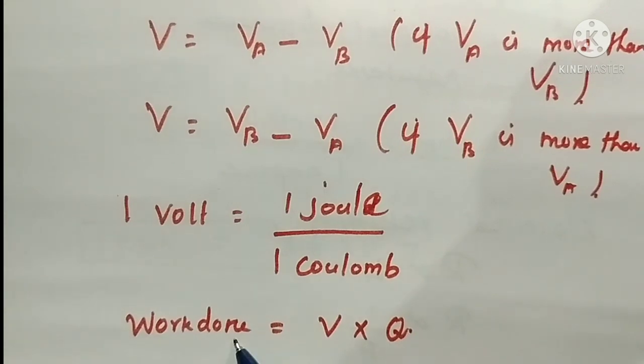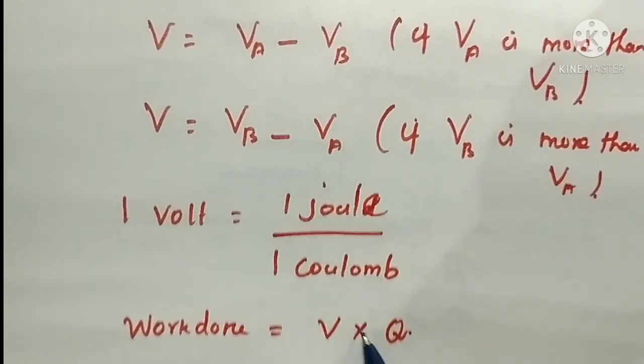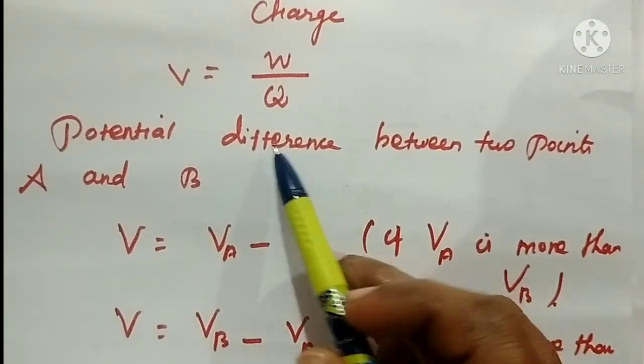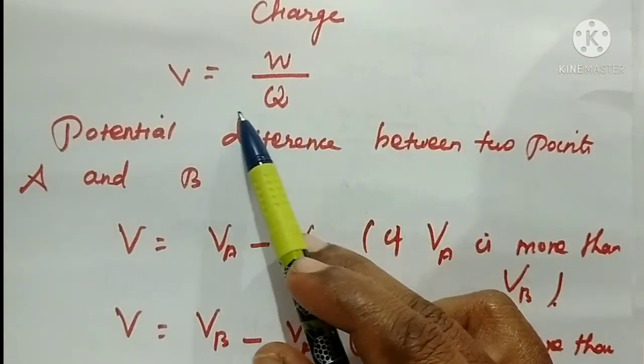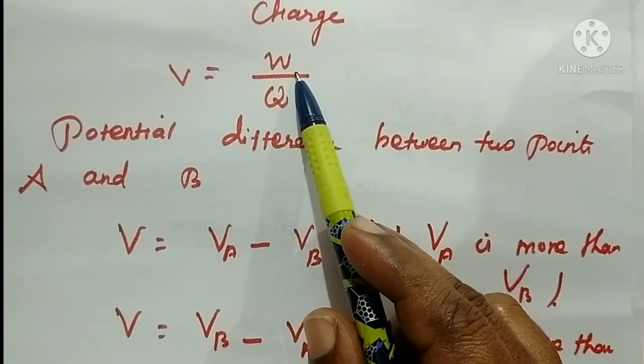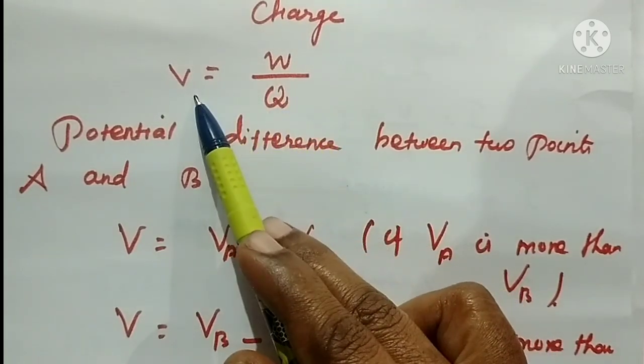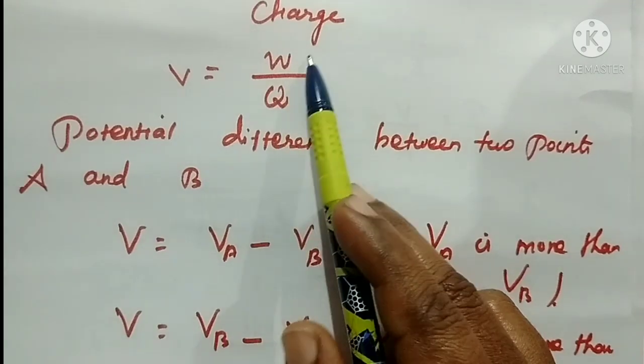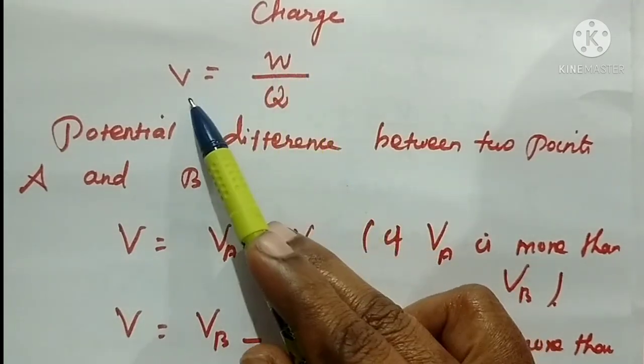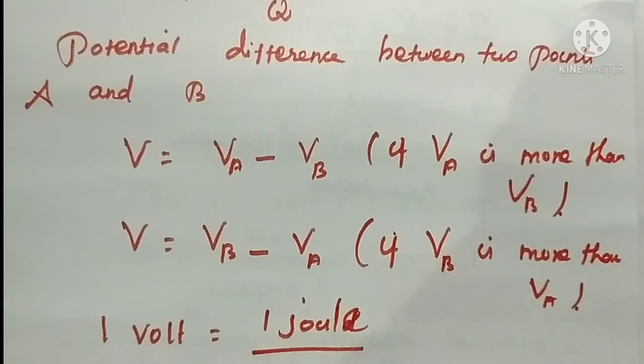Work done is equal to V into Q. What's the formula for work done? Potential difference into charge. So here we discussed V is equal to W by Q. What's the formula for potential difference? Work done by charge. And suppose in a problem, the potential difference and charge are given, we can calculate the work done. Work done is equal to V into Q.